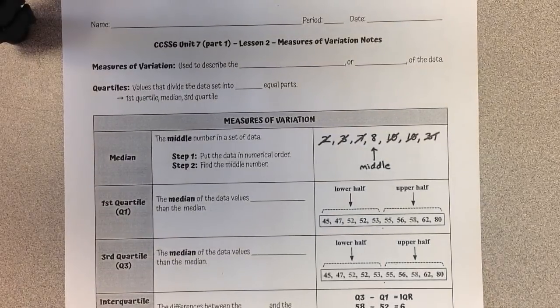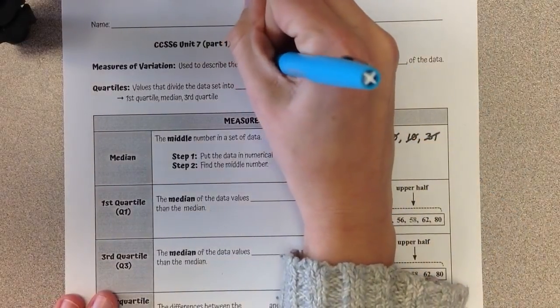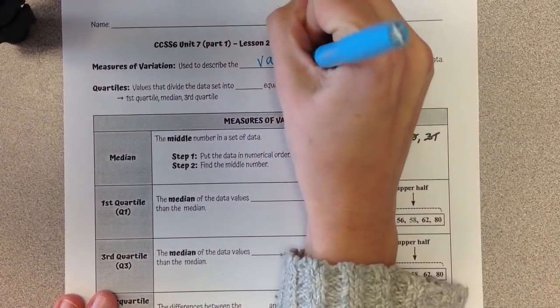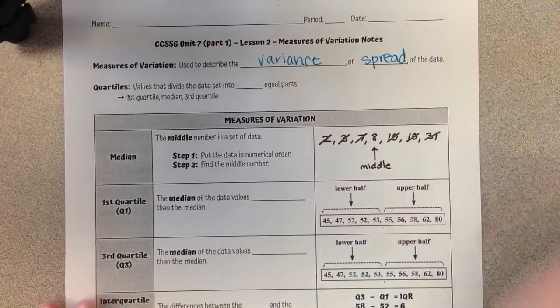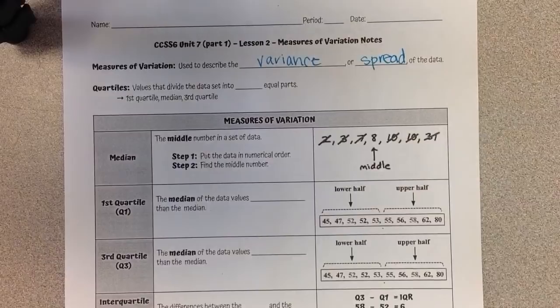Today we're going to talk about the measures of variation. So we've already talked about measures of center, which gives you one value in the middle of the data. Measures of variation are talking about describing the variance or spread of the data. So are all the data values really close together? Are they spread apart? Looking at that part of it.